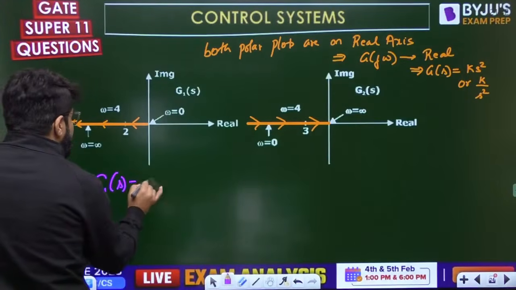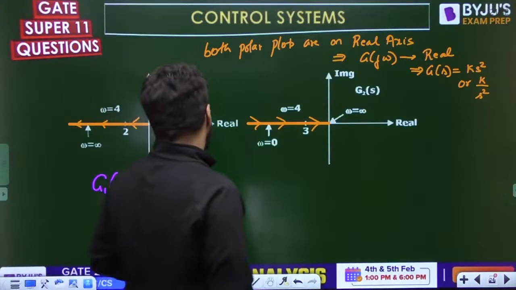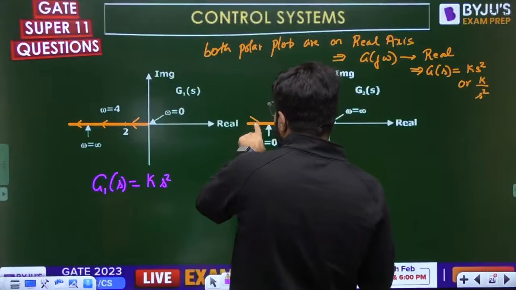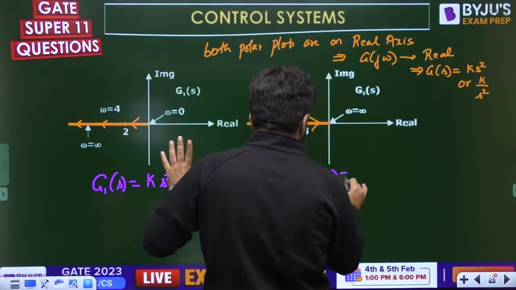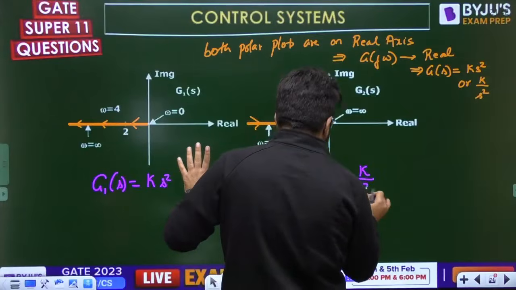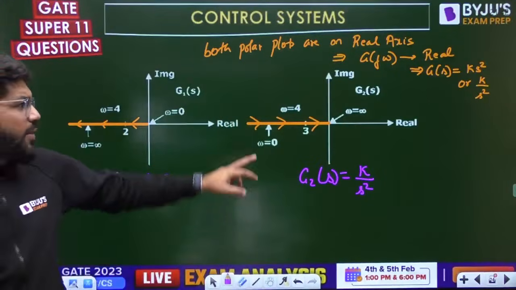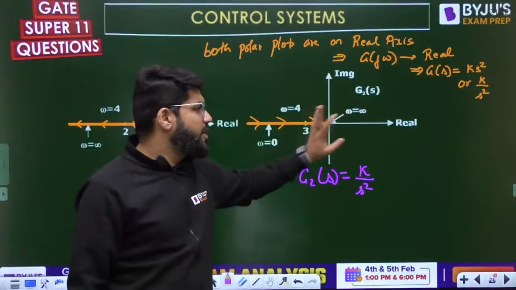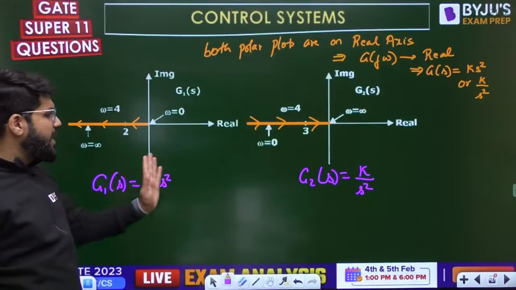For the first one, I can take G1(s) equal to k/s², because it satisfies the origin. Here the value at the origin is infinity. For here, let's take k/s². The value at the origin is infinity, and 1 upon infinity will be 0. So the first one will be k/s².